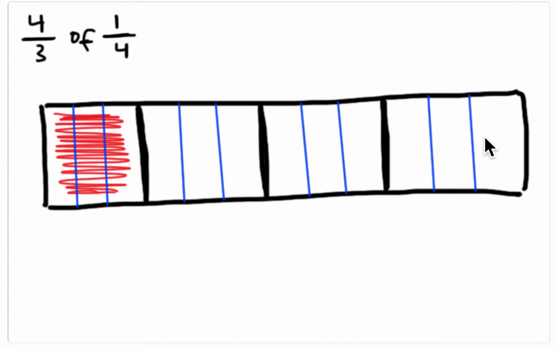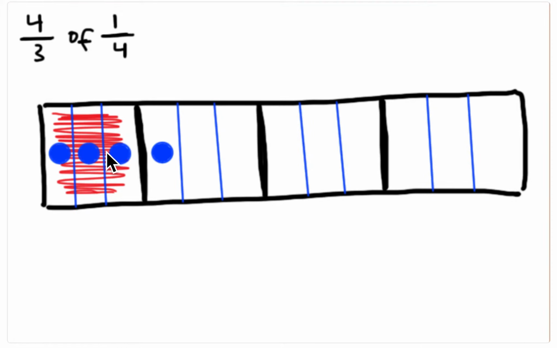Now, jumping ahead a little bit, how many total parts do we have? Well, it's 4 fourths, each divided up into 3 parts. So that is 12. So we have 12 total parts. So this is 1 third of 1/4, 2 thirds of 1/4, 3 thirds of 1/4, and 4 thirds of 1/4.